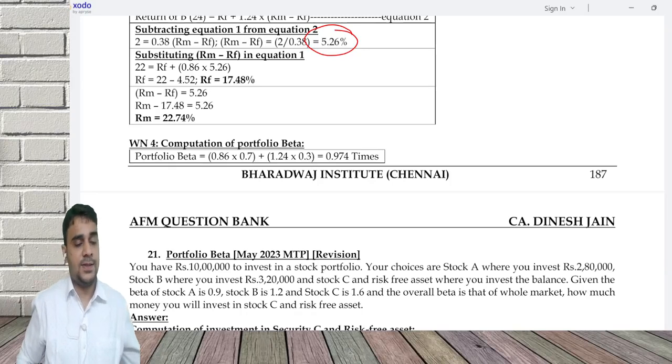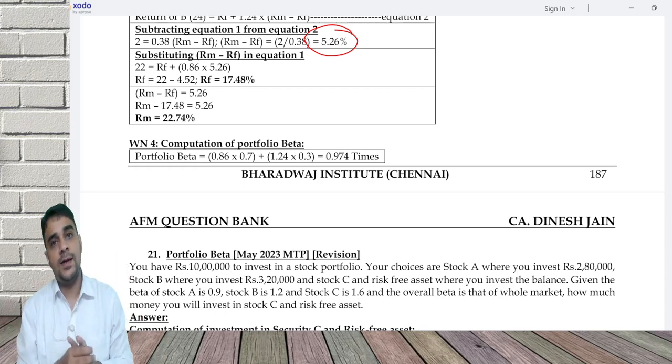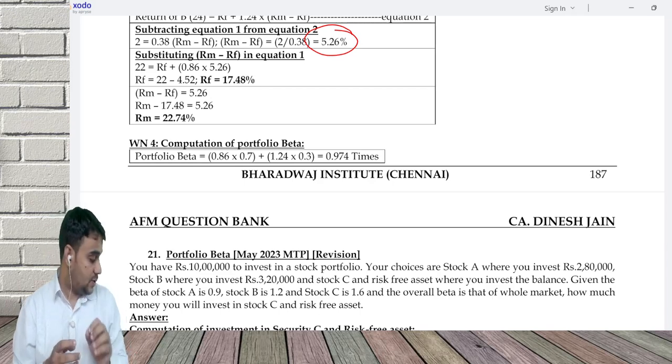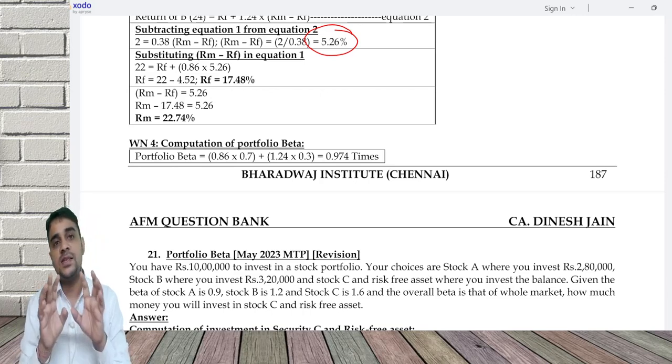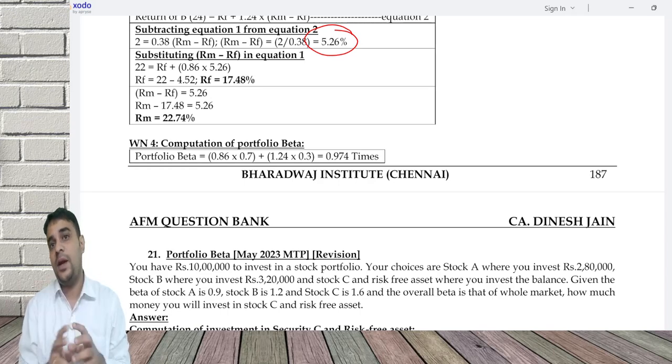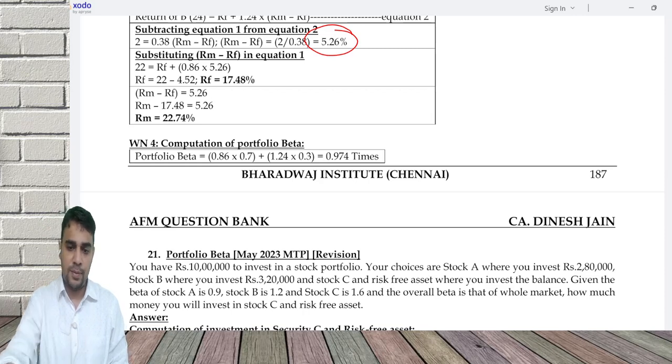Okay, let's see this. You have to invest 10 lakh in a stock portfolio. Your choices are stock A 280, stock B 320, stock C and a risk-free asset where you'll invest the balance. Given betas 0.9, 1.2, 1.6, and the overall beta should be what? The whole market is 1 time. So here I want to know how much I should invest in stock C and the risk-free asset. This is basically finding out weights. For finding out weights, the best approach is to do the weighted average format. Weight.